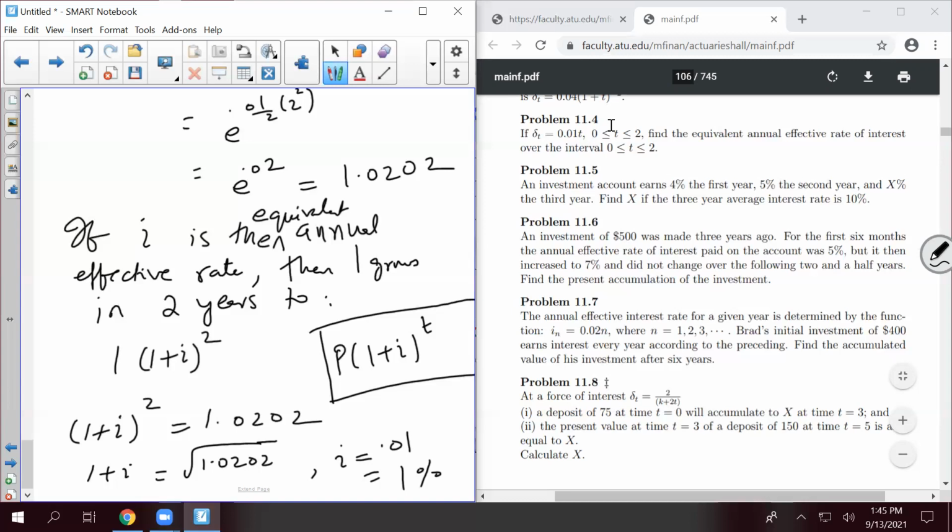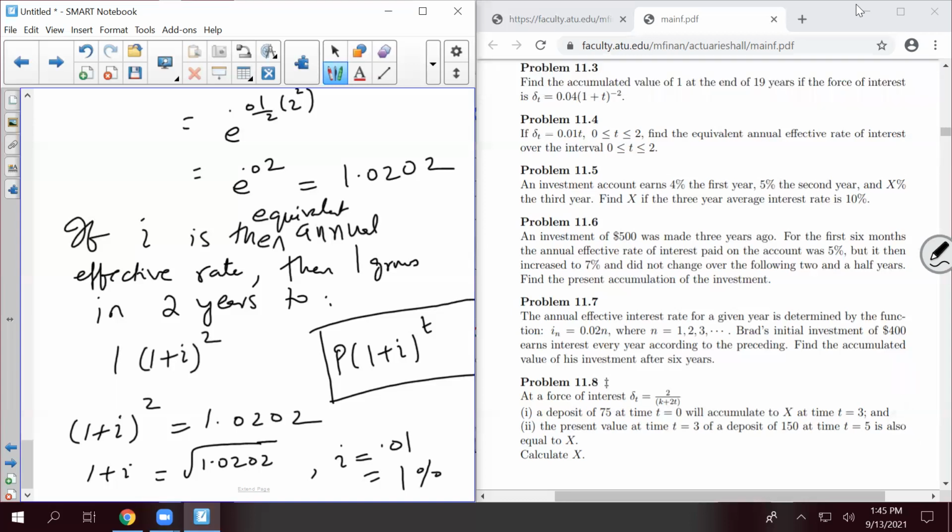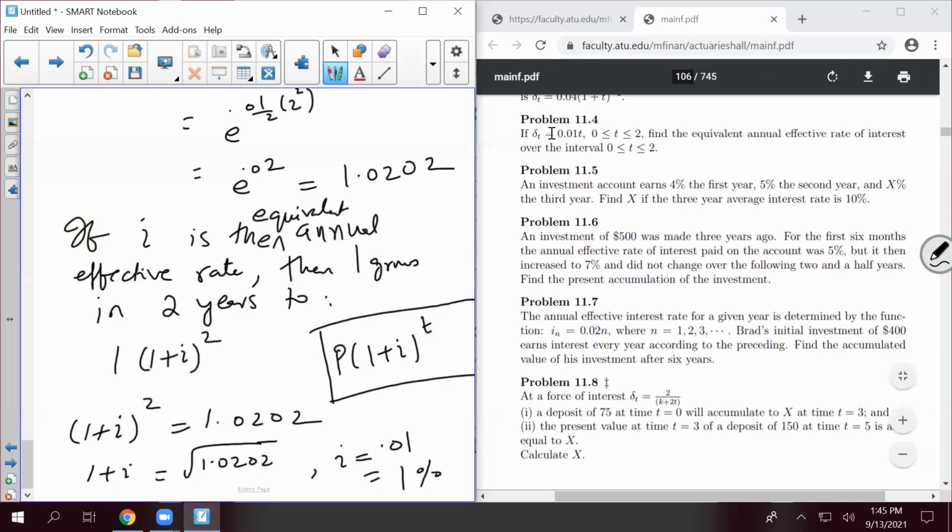One question. You said that we cannot use the formula that you gave us before, which relates delta and i, because... No, we cannot, because that one is used for constant delta. This one is a variable delta.